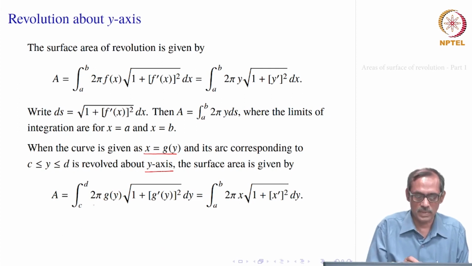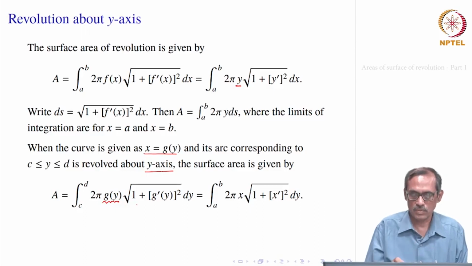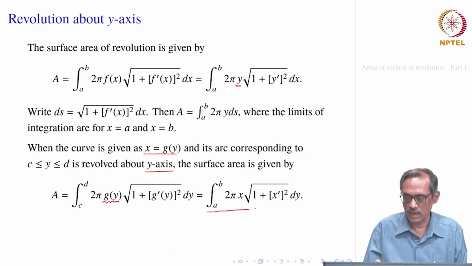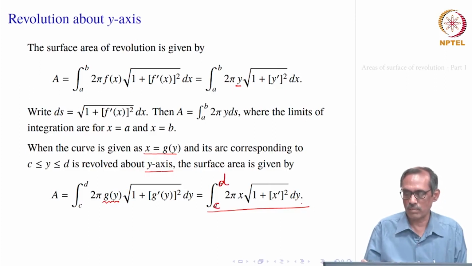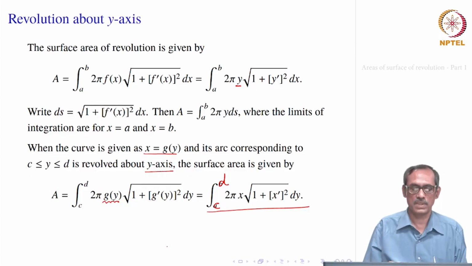Now, the surface area will be 2 pi times the same g of y. Just like your y here, you will be taking x now, x equal to g of y, and ds which becomes now square root of 1 plus g prime of y squared dy. So, that is the way we can think. The integral is from c to d, not a to b, it is c to d of 2 pi x square root of 1 plus x prime squared dy, where y varies from c to d.